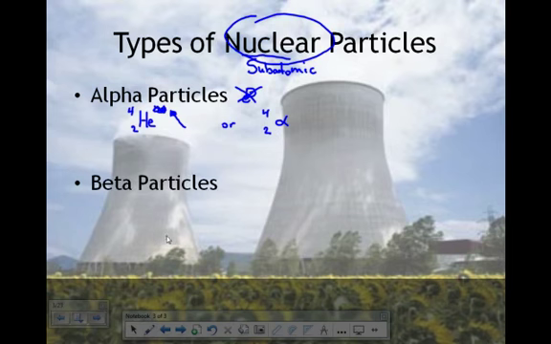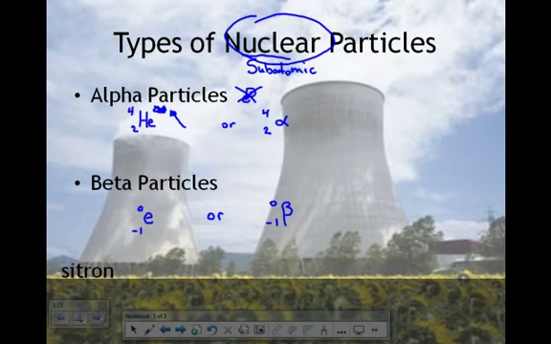Another type of decay particle is called a beta particle. And this beta particle is simply an electron that comes from the nucleus. Electrons have essentially no mass compared to the rest of the nucleus, but it has a -1 charge. So we write a beta particle using the Greek letter beta, with a 0 and a -1. That's what a beta particle looks like in shorthand.